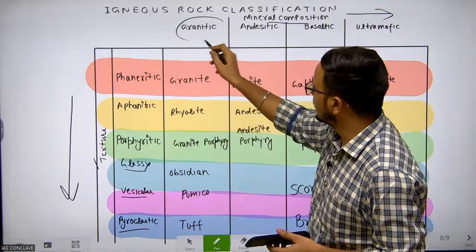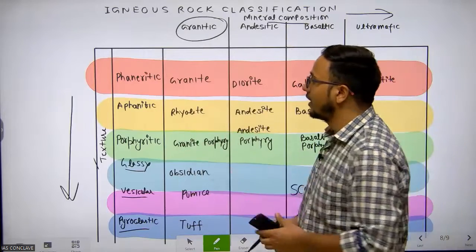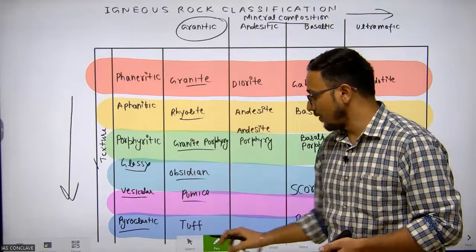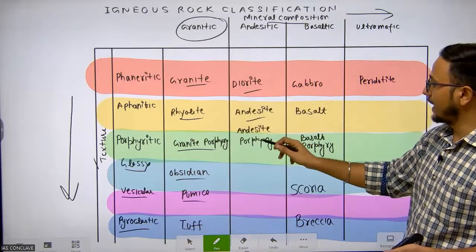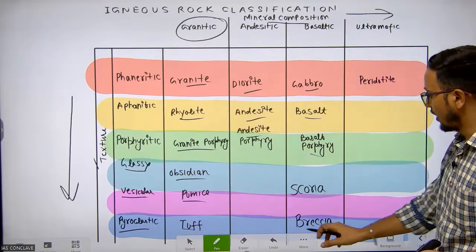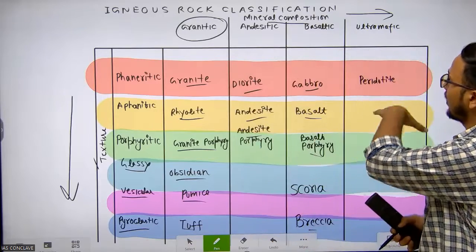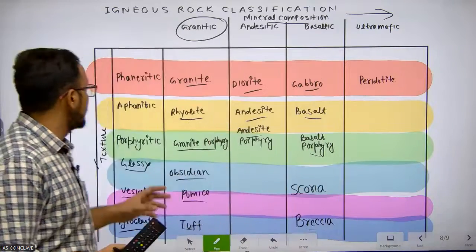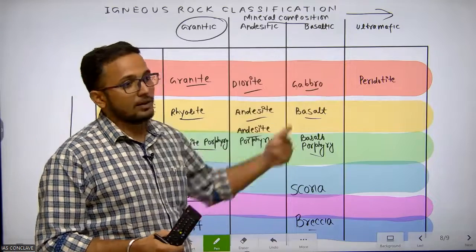The granitic rock is further classified based on texture into granite, rhyolite, granite porphyry, obsidian, pumice, and tuff. So this is how texture determines the name. Similarly, in andesitic there are diorite, andesite, andesitic porphyry, and in basaltic there are gabbro, basalt, basalt porphyry, scoria, and breccia. So this is how we can cover igneous rock classification. Now your doubt should be very clear. In the next sessions, we will cover granitic, then andesitic, basaltic, and ultramafic.